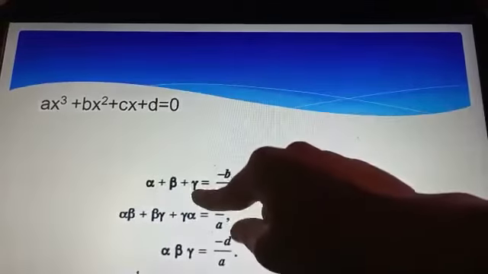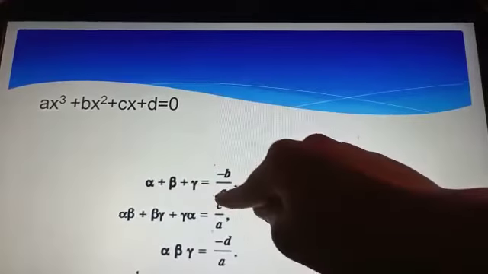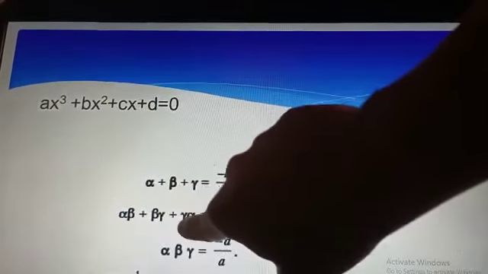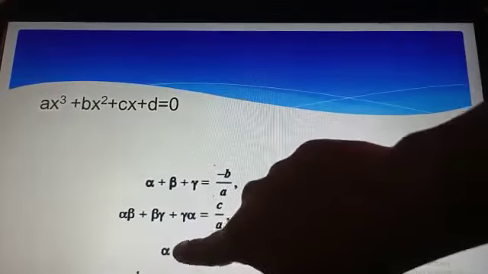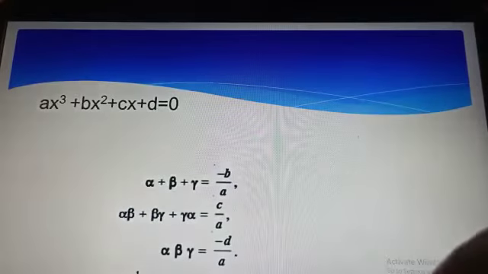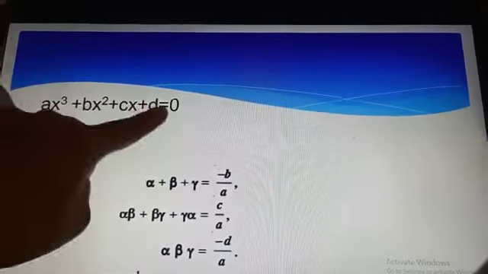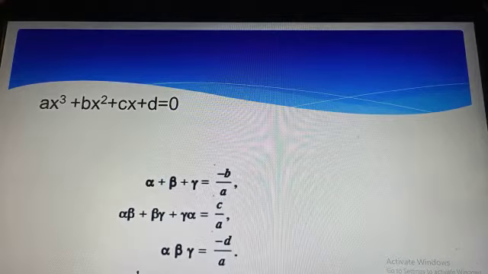and if our zeros are alpha, beta and gamma, then the relationships are: alpha plus beta plus gamma is equal to minus b by a, alpha beta plus beta gamma plus gamma alpha is equal to c by a, and alpha into beta into gamma is equal to minus d by a. So these are the relationships between the zeros of the cubic polynomial and its coefficients. You can pause the video and make a note of these formulae. Now we will start exercise 2.2.